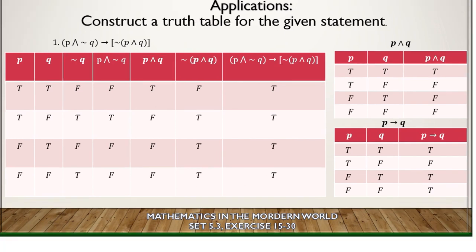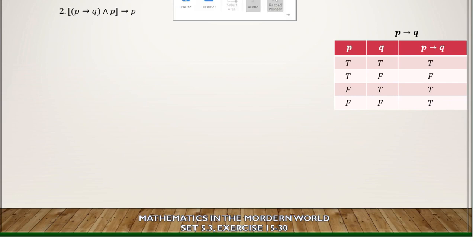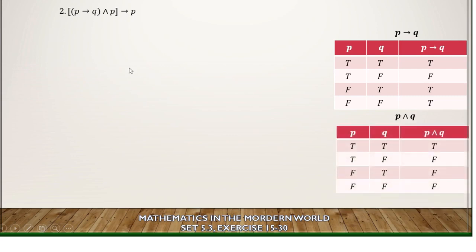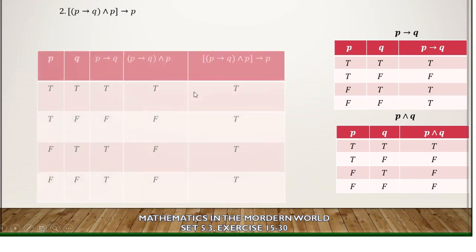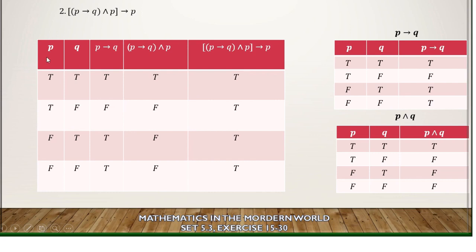Now we'll go to the next, number 2. We have the conditional of the conjunction of if P then Q and P, then P. We also apply the truth table of the conditional if P then Q, and the truth table of the conjunction of P and Q. For this table, the same, we have the values P and Q: true, true, false, false and true, false, true, false.